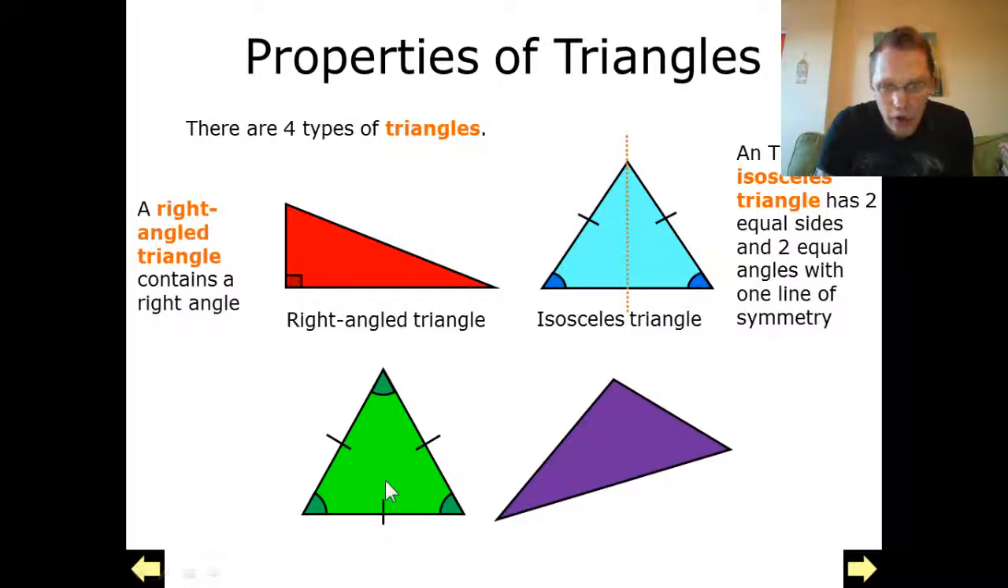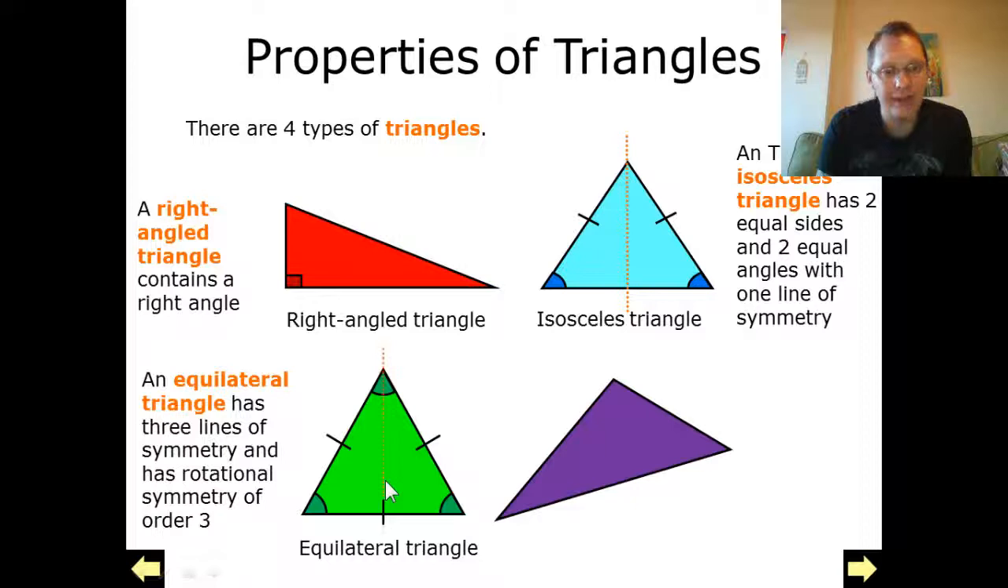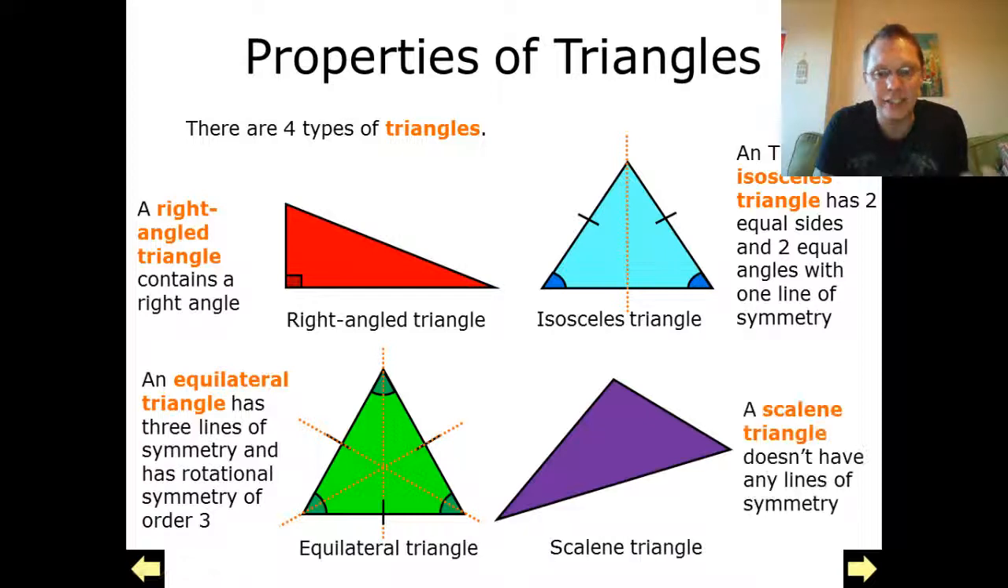Just at the bottom here, we've got the equilateral triangle. Now, this means that all three angles are equal, as well as all three sides are equal, defined by this dash on the edges. And as you can see, it's also got three lines of symmetry. And the last one is our scalene triangle. Now, as you can see, none of the sides have got equal length, none of the angles are equal, and there's no lines of symmetry.